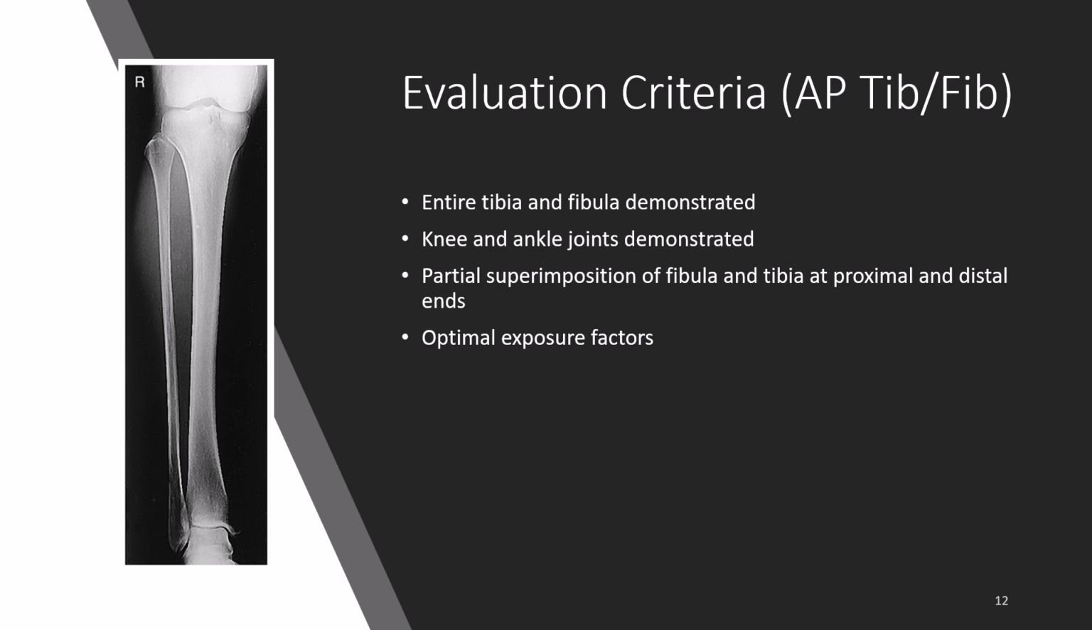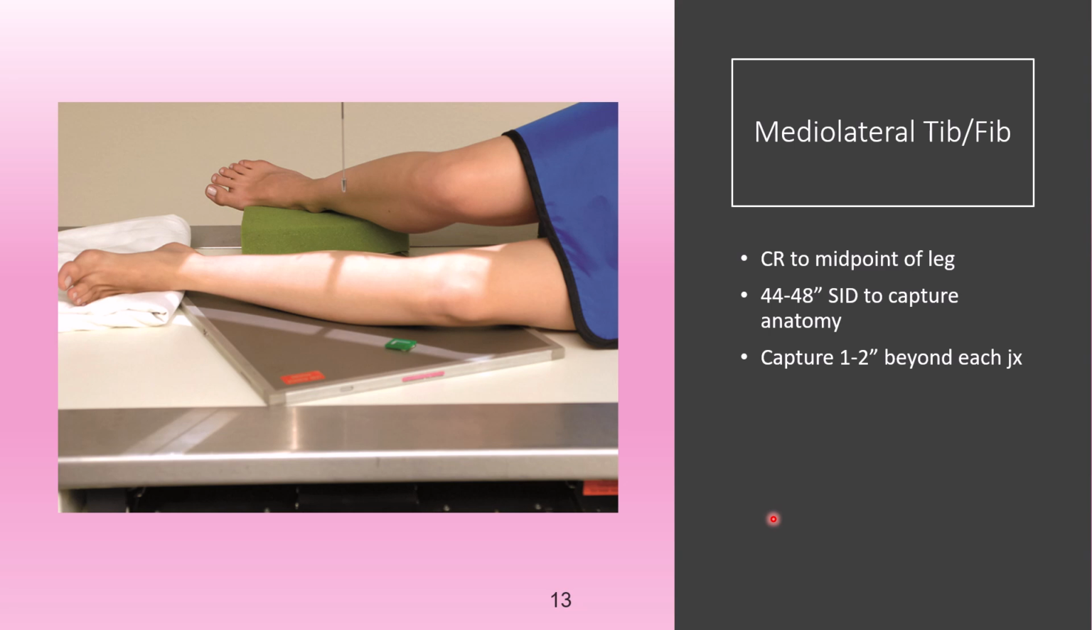Next, we would do a lateral, and we do a medial-lateral projection, just like all the laterals we've done so far have been medial-lateral as far as our extremities. Fingers and toes are a little bit different, but for foot, calcaneus, ankle, and tib-fib, all are medial-laterals. Again, the central ray is to the midpoint of the leg. We're raising the SID to between 44 and 48 inches to capture more of the anatomy.